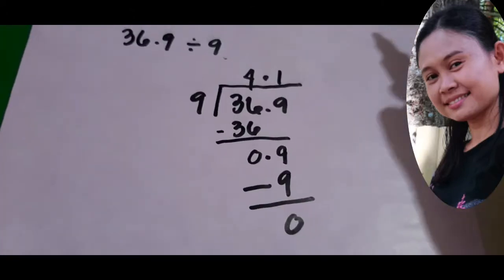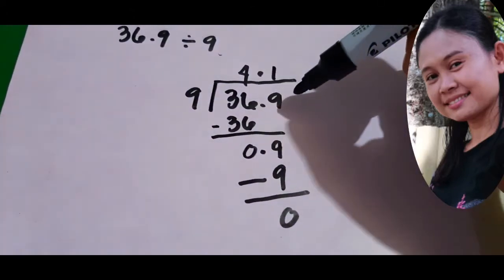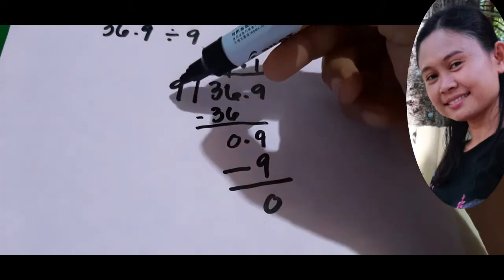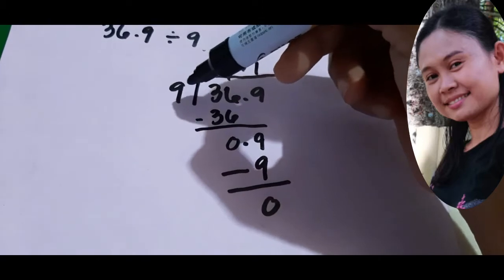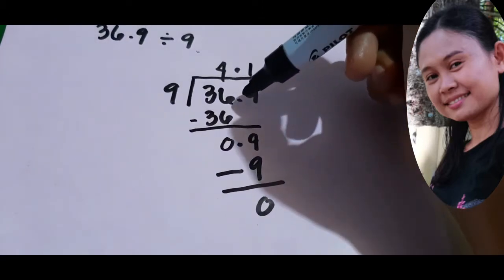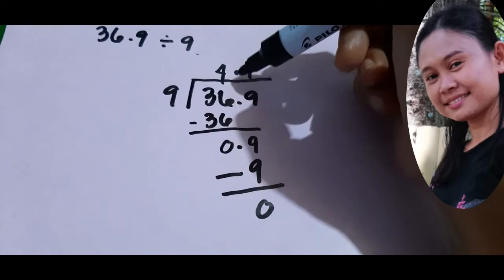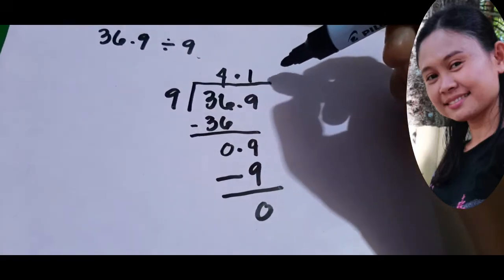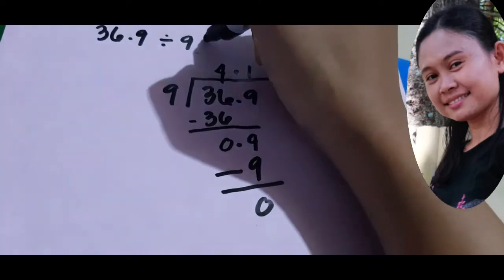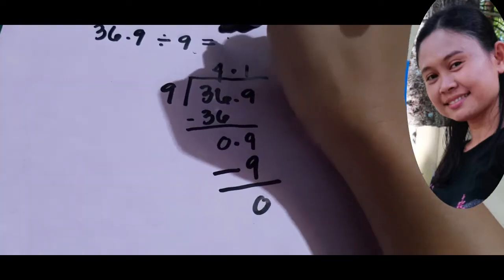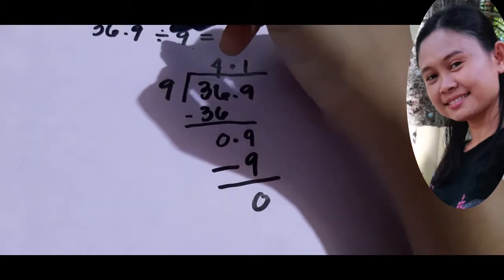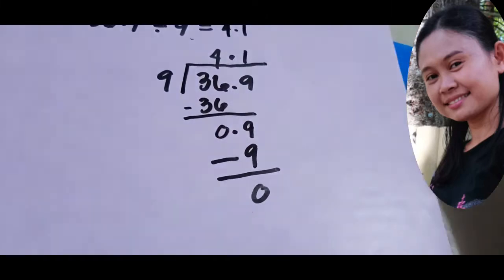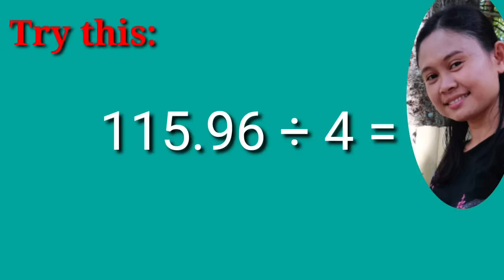So, as you can see, 36.9 still remains 36.9 because the divisor 9 is already a whole number. So we have to place the decimal in line with the decimal point. So the answer now is 4.1. Or we put the answer here: 36.9 divided by 9 equals 4.1. Try this.